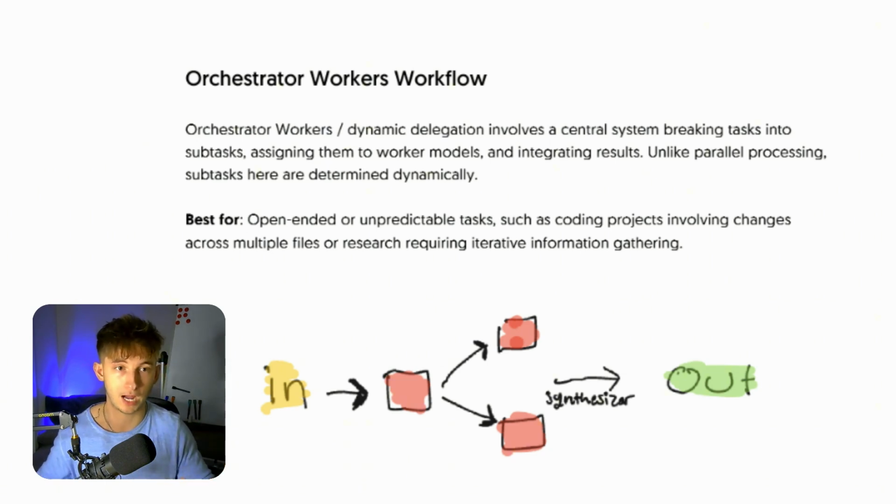The central model ensures that the right resources are used at the right time, which makes the entire system more intelligent and adaptive. Now, when should you use this one? This is ideal for complex, more open-ended tasks where the number or nature of subtasks isn't predictable. You can use it for coding projects, data analysis, or large-scale creative tasks that require real-time decision-making.